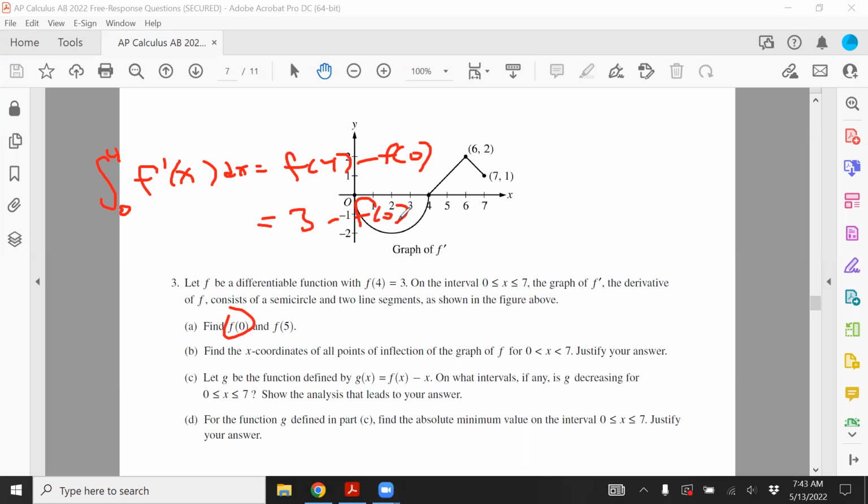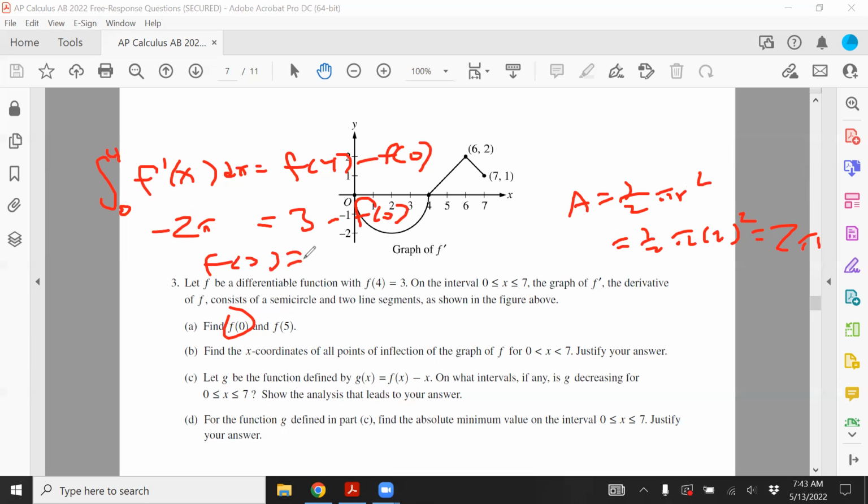And if you're going from 0 to 4, that's a semicircle, because they said so. And area of a semicircle is 1/2 pi r squared. The r, of course, is 2. So you get 2 pi, but it's below the x-axis, and you're going from left to right. So you're going to say that the value of the integral is negative 2 pi. If you move things around, f(0) will be 3 plus 2 pi. So that's very easy, not too hard.